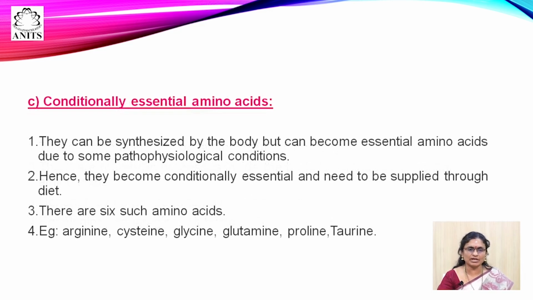Conditionally essential amino acids are synthesized by the body but can become essential amino acids due to some pathophysiological conditions. So they become conditionally essential and need to be supplied through our diet. There are 6 such examples for these amino acids. Examples are arginine, cysteine, glycine, glutamine, proline, and taurine.